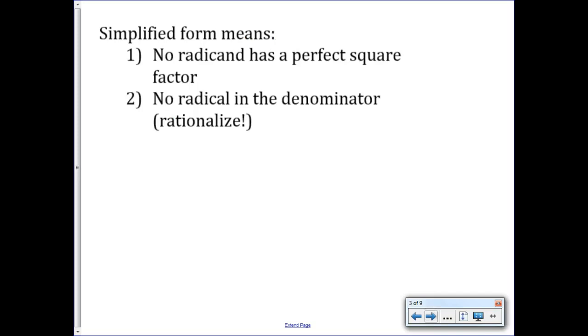Simplified form means no radicand has a perfect square factor. No radical in the denominator. We need to rationalize.